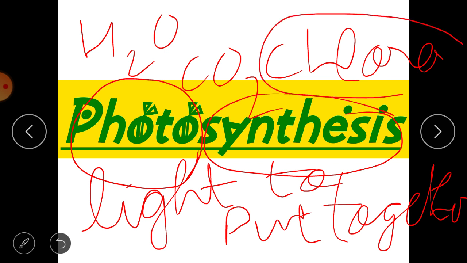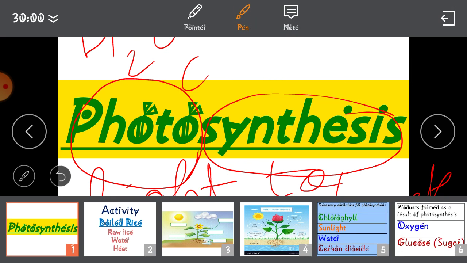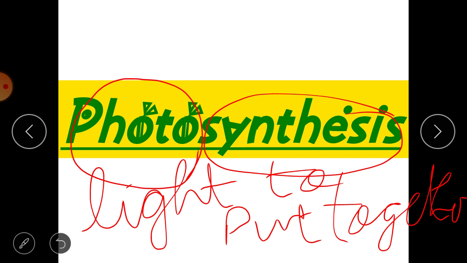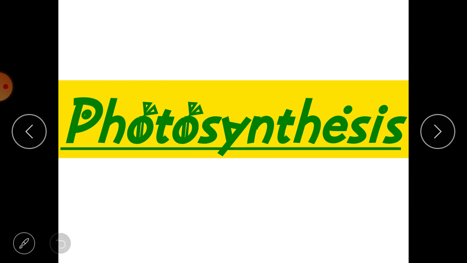The main function of this chlorophyll is to help leaves to absorb light. The main function of chlorophyll is to help leaves to absorb sunlight from nature. So I hope, my dear students, photosynthesis is clear to you.